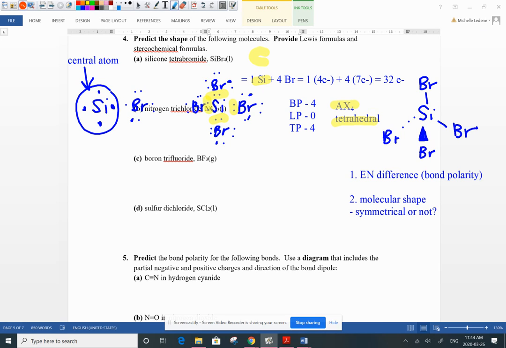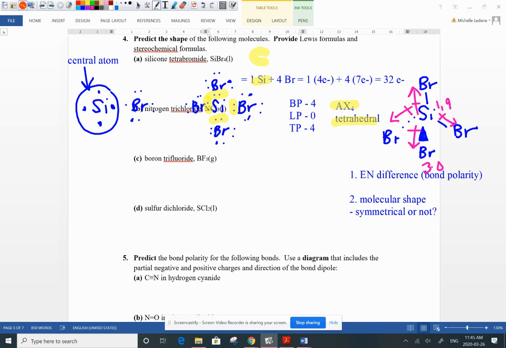Then you draw out your stereochemical, your 3D diagram, and here we have the 3D diagram for this SiBr4. Looking now, you determine the electronegativity differences. Grab your data booklet. What is the value for bromine? Bromine is 3.0. And what is the value for silicon? Silicon is 1.9. So yes, there's going to be a dipole there. There's an electronegativity difference that creates a bond dipole. We have some polar bonds here.